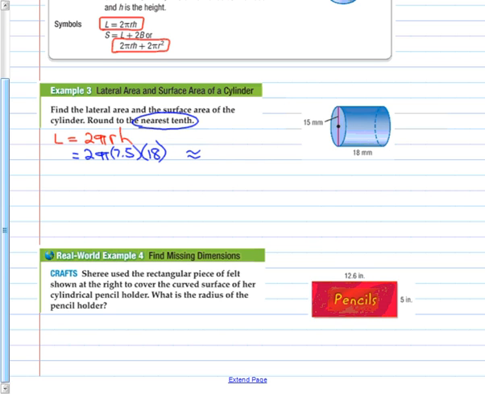How much? 848.2? 848.2 millimeters squared. If I am going to find the total surface area, can you repeat to me the formula for a cylinder? Total surface area.